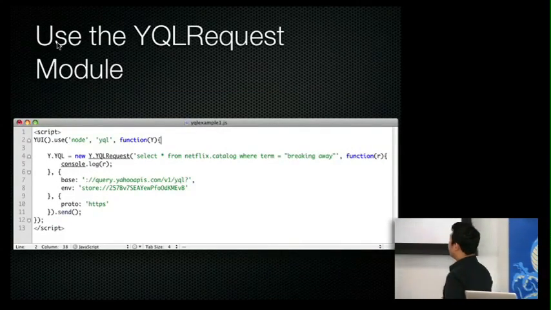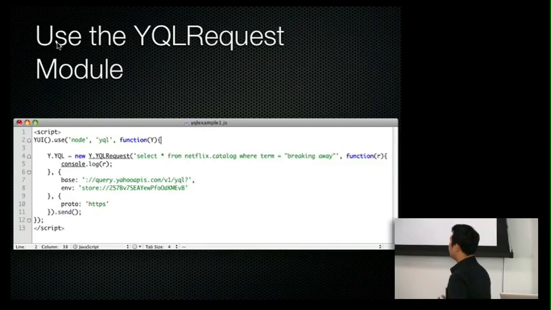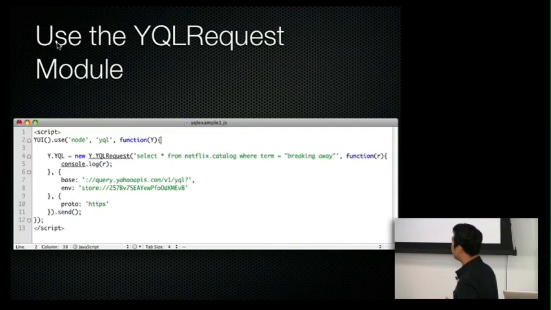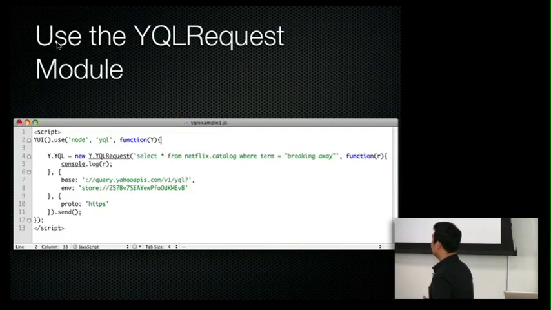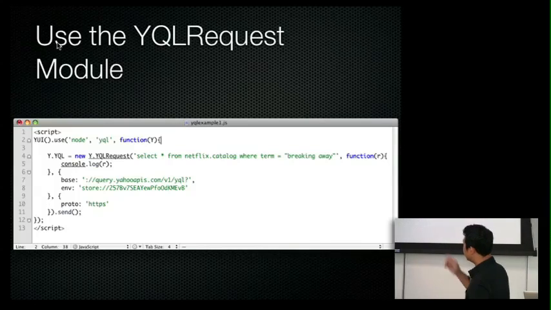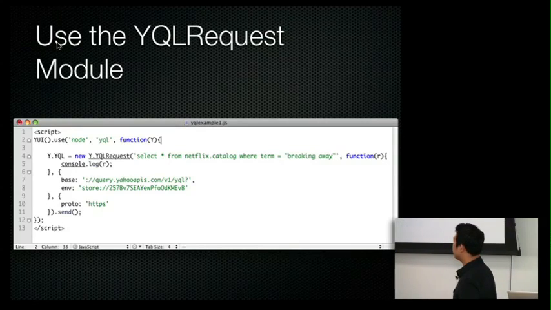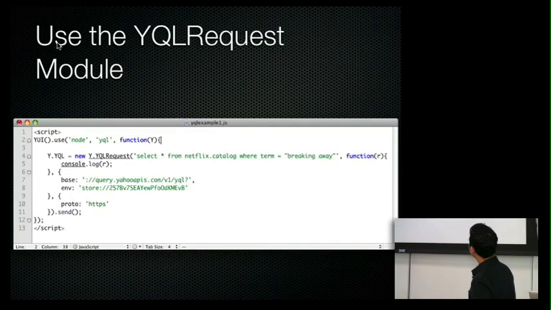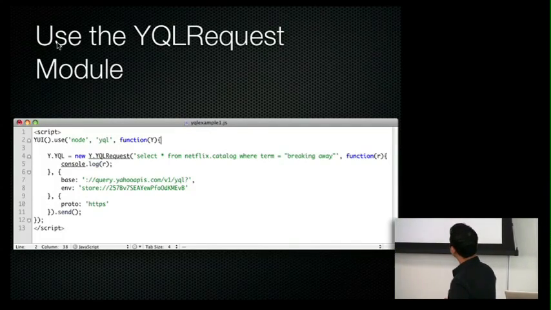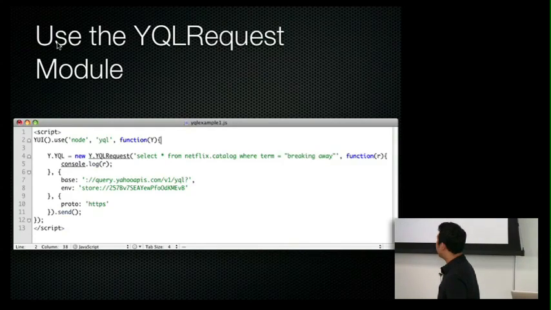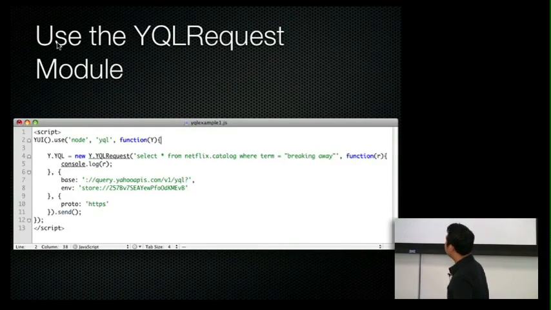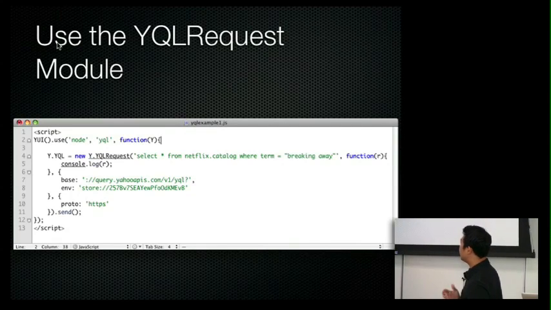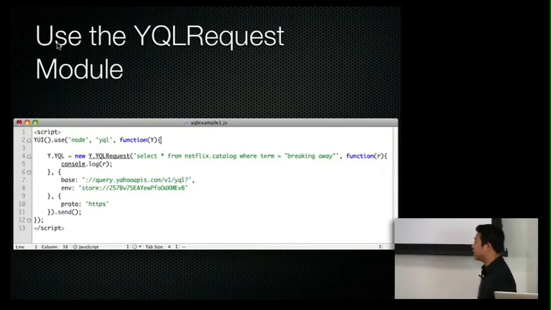So how do I use YUI3 to access this data? Well, instead of using the YUI base module, I'll have to use the YQL request method. And the reason for that is because I need to specify the protocol, which is HTTPS. So the first argument, again, is just the actual query that I want to make against the Netflix catalog. The second is the callback. And I change the base to the authenticated endpoint. And for the environment, I use the execute access key, which has my consumer key and secret in it.